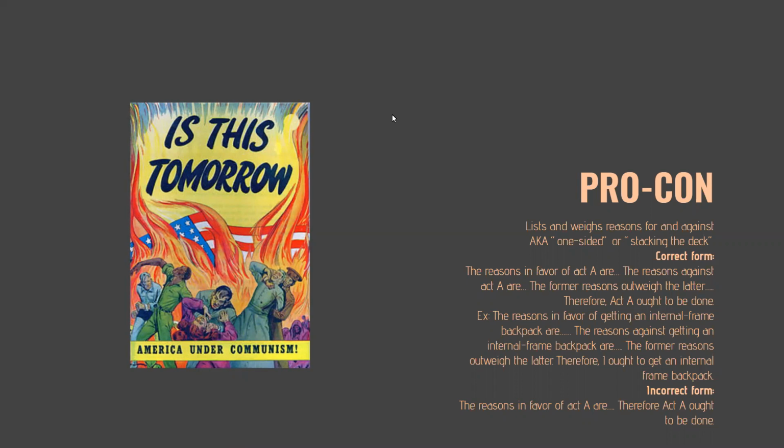People sometimes make decisions by folding a piece of paper in half and listing reasons in favor on one side and reasons against on the other. Then they decide intuitively which side has stronger, not necessarily more, reasons. This method forces us to look at both sides of an issue. In the incorrect form, we just look at half the picture. We say that you should do this because of such and such advantages, or that you shouldn't do it because of such and such disadvantages. This fallacy is also called one-sided or stacking the deck.